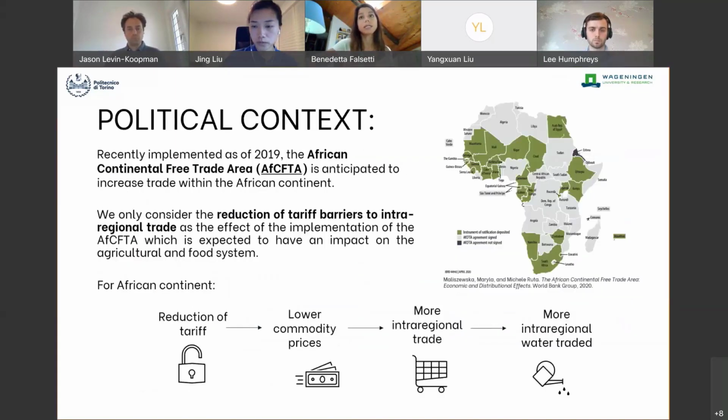For the political context, the African Continental Free Trade Area, implemented from 2019, is expected to increase trade within the African continent. In this work, we only consider the reduction of tariff barriers to interregional trade as the effect of this implementation, and we expect it to have an impact on the agricultural and food system. Especially for the African continent, we expect that the reduction of tariffs will lead to lower prices for a commodity. This reduction in prices would lead to more interregional trade and consequently more virtual water trade within the continent.